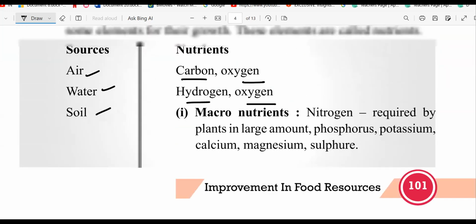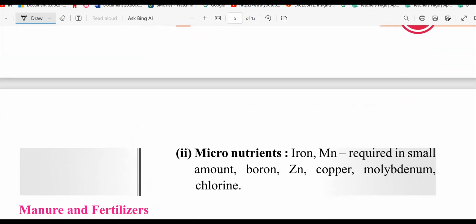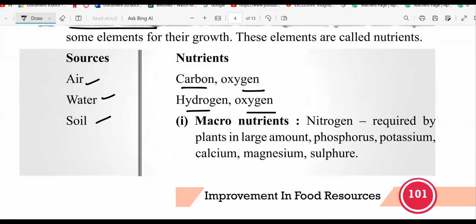So make this table also. This is important. What are the micronutrients and what are the sources: air, carbon dioxide, and water. Please make this table, because this is important. I can't skip this one.